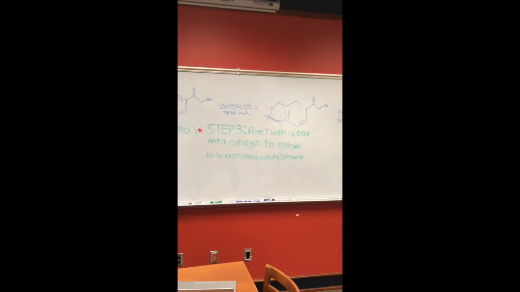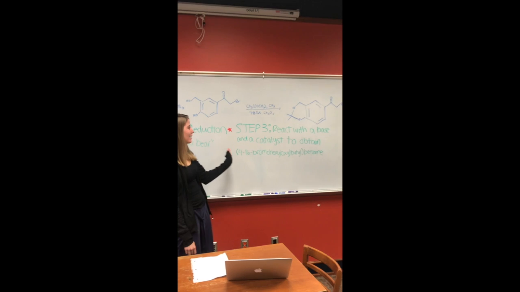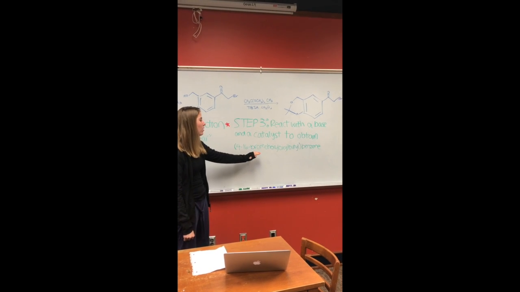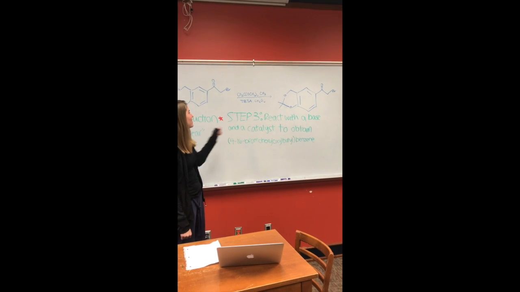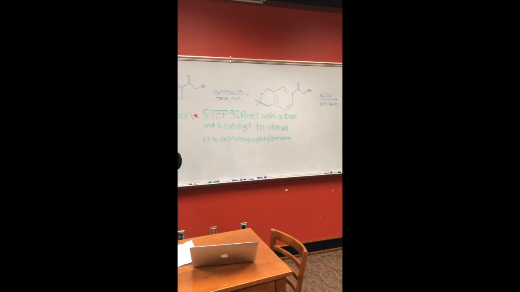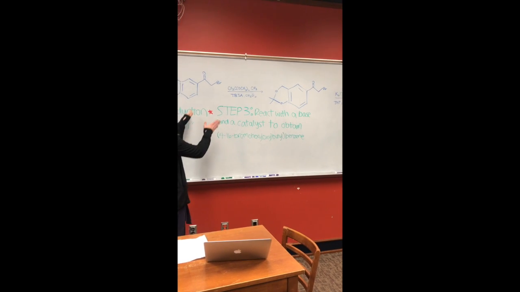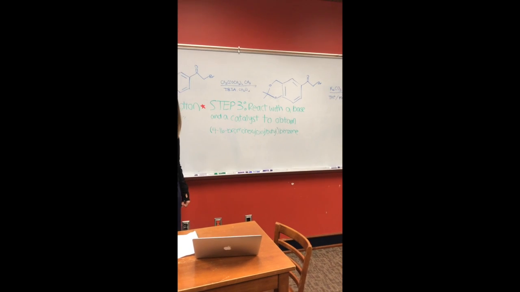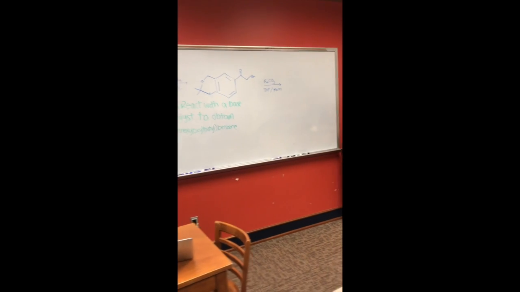Amazing. Just kidding. So step 3 is reacting with a base and a catalyst to obtain 4-(6-bromohexyloxy)butylbenzene. And that is a great step that we sort of know about. We just know this happens, and so this is the synthesis. Thank you to Google Patents for showing us this beautiful chemistry.